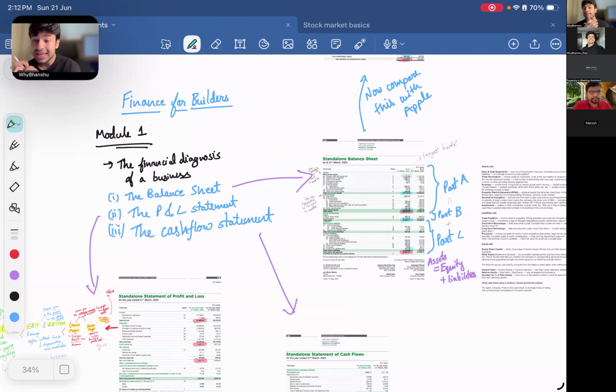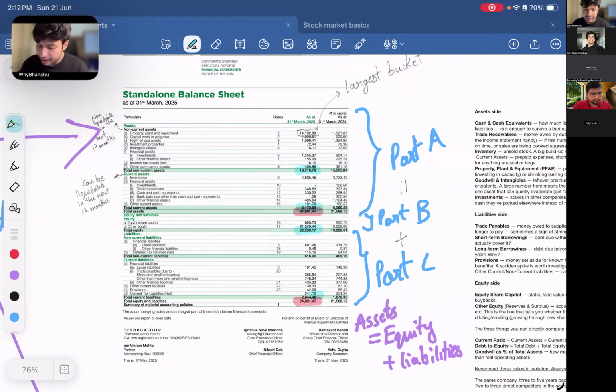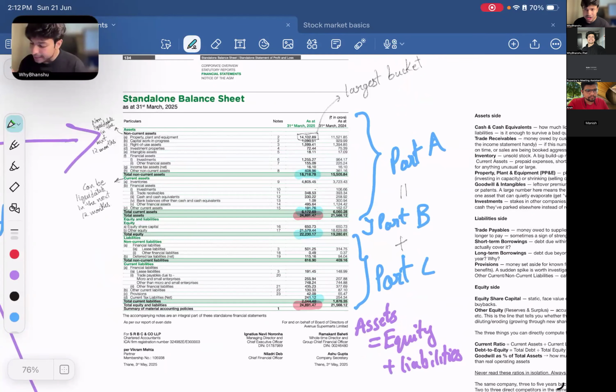So there are three main financial statements. The first one is called the balance sheet. Let's start with the balance sheet. This is the balance sheet of DMart. I hope it's visible now. What do we mean by balance sheet? Essentially, in a business, there is a fundamental equation called the equation of balance, which says that assets are equal to equity and liability.